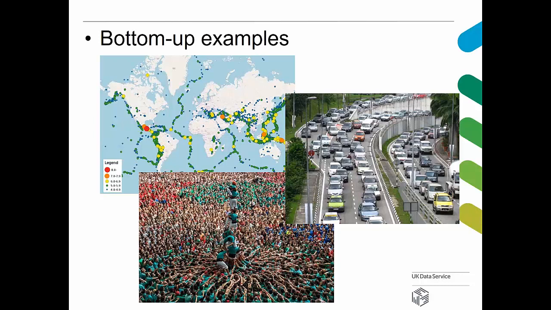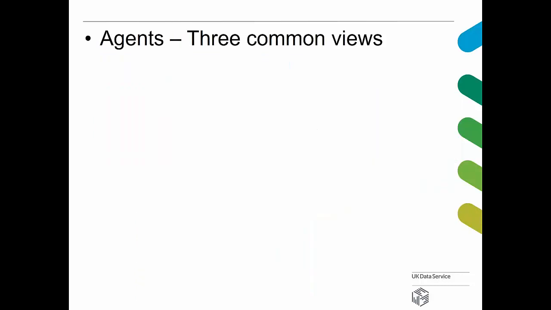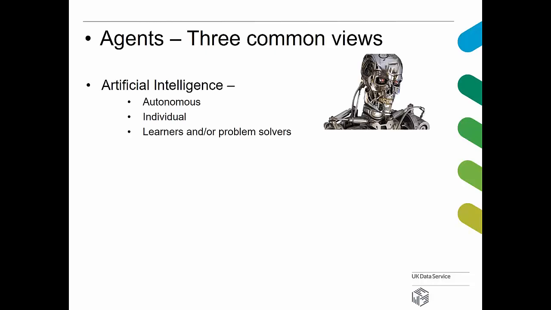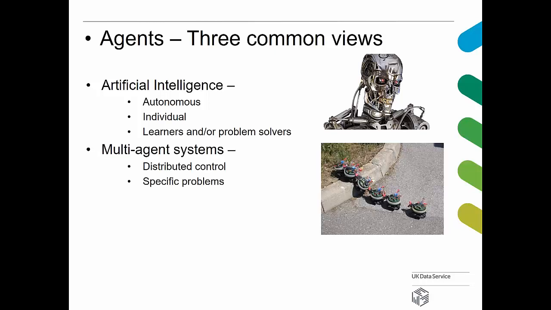So next, let's look at agents. By agents, I mean representations of things that take action. I don't mean spies. And the first that you might be familiar with is artificial intelligence. And a clear fictional example is the Terminator. These agents are often physically embodied, generally autonomous, individual, and relatively independent actors that go about solving a variety of problems or creatively solving a problem in a variety of ways.